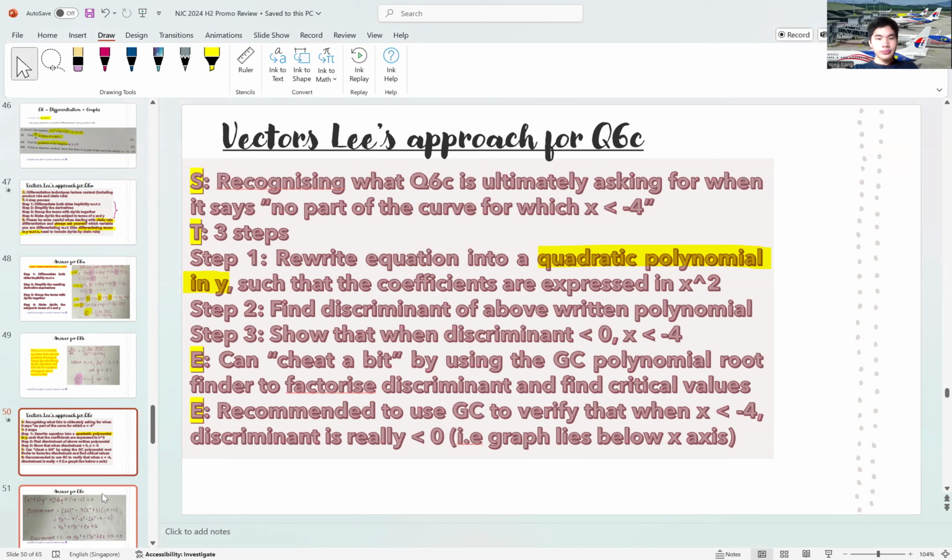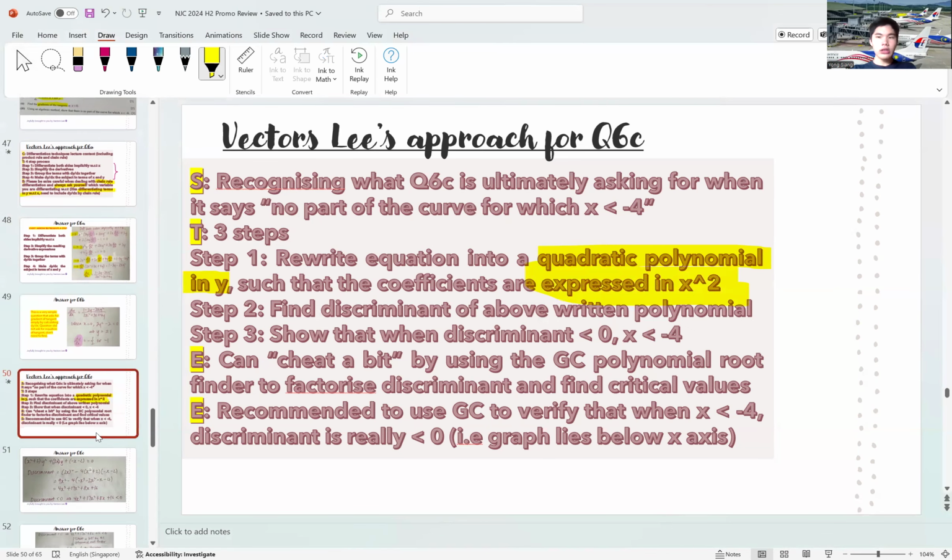Some of you might be wondering what am I talking about in this yellow highlighted sentence over here. So what I'm going to do now is jump into the answer key.